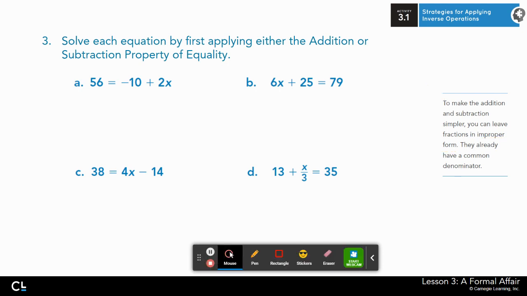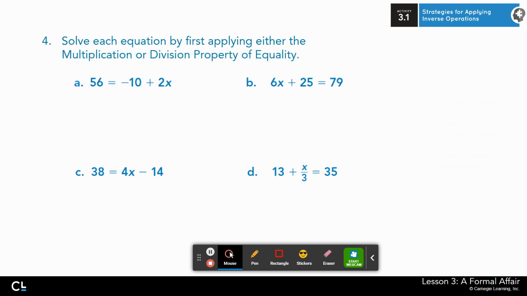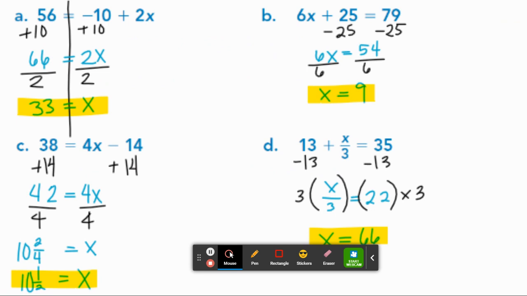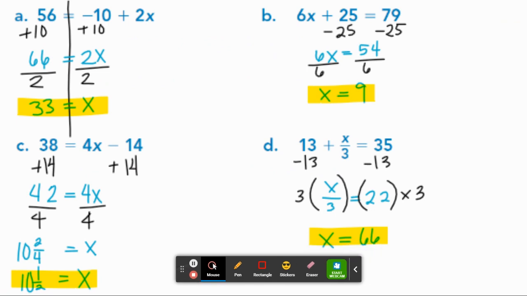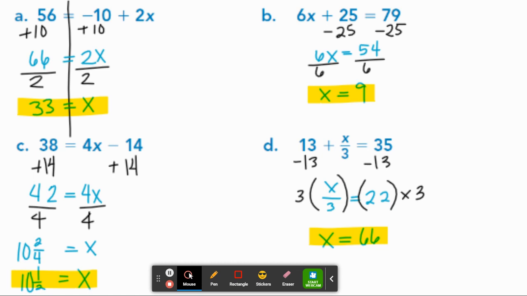Now that you've had plenty of time to work on questions 3 and 4, I'm going to compare your work to mine. So for 3A, when you added and subtracted first, notice in black I added 10 to both sides and then I divided by 2 and my x is equal to 33.